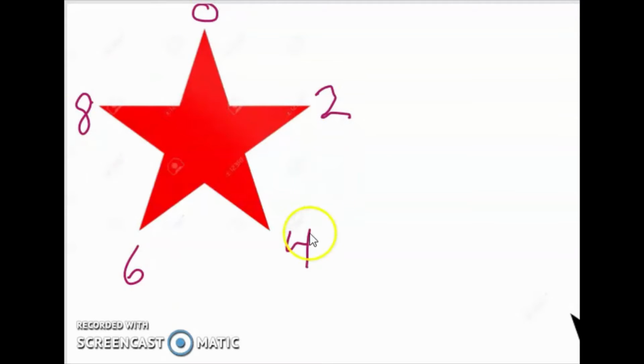2 is the last digit. 14, 4 is the last digit. 16, 6 is the last digit. 18, start a new cycle. 20, 22, 24, 26, 28, 30, and so on. We can do this as long as we want. Now, we've established our twos patterns, and twos are easy, so you might be saying, why bother using the star?